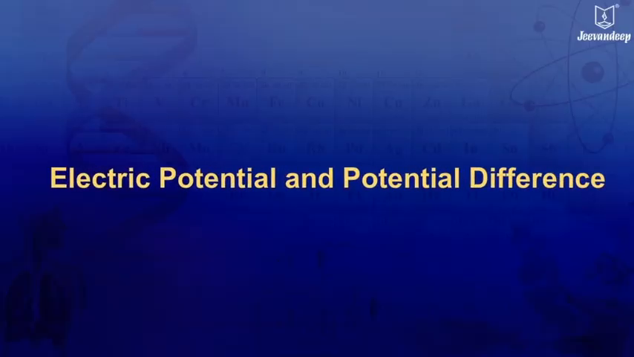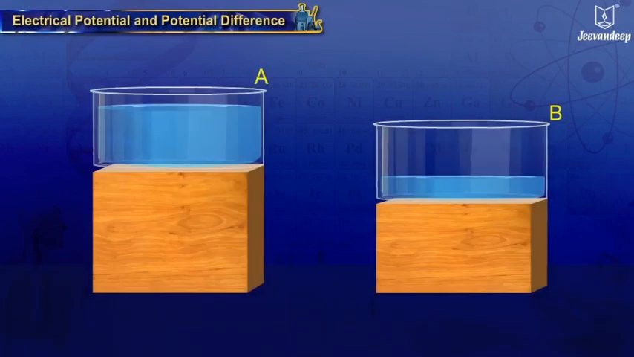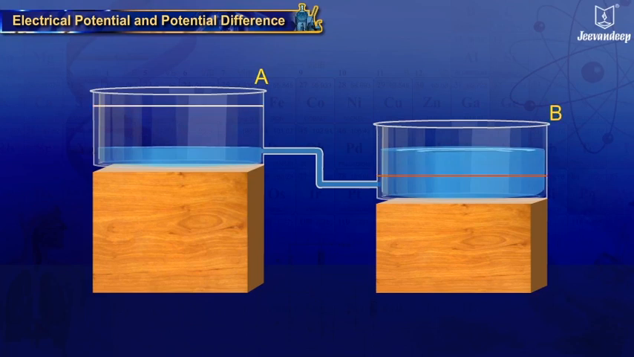Electric potential and potential difference. If we keep one tank A with water at higher level and another tank B having water at lower level and join them with a pipe, then water will flow from tank A with water at higher level to tank B with water at lower level till the water level becomes same in both the tanks.